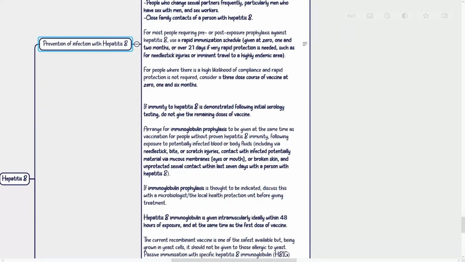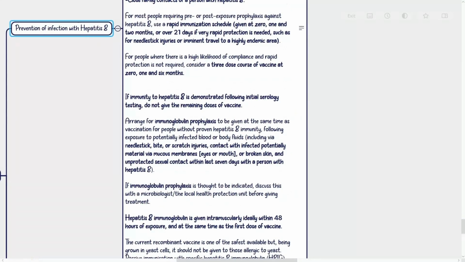For most people requiring pre- or post-exposure prophylaxis against hepatitis B, use a rapid immunization schedule given at 0, 1, and 2 months, or over 21 days if very rapid protection is needed, such as for needle stick injuries or imminent travel to a highly endemic area. For people where there is a high likelihood of compliance and rapid protection is not required, consider a 3-dose course of vaccine at 0, 1, and 6 months. If immunity to hepatitis B is demonstrated following initial serology testing, do not give the remaining doses of vaccine.